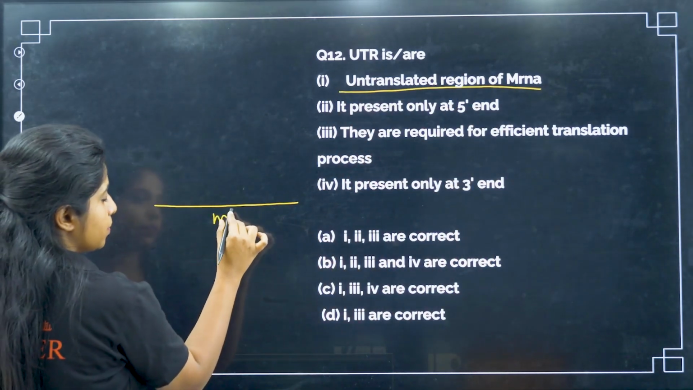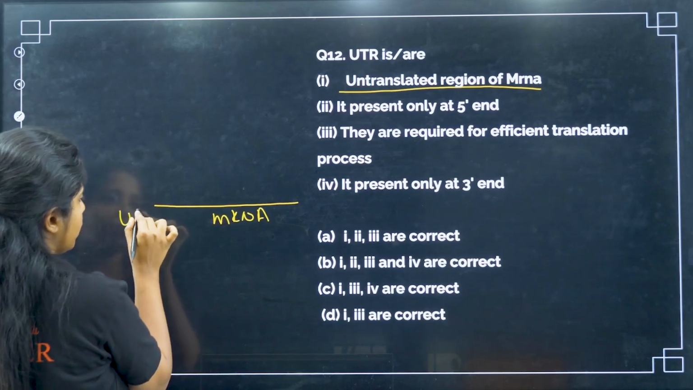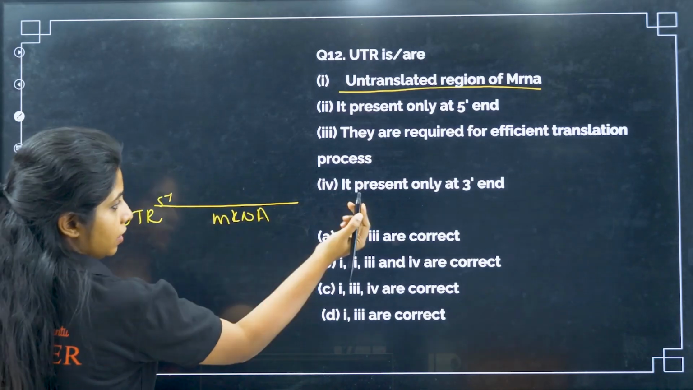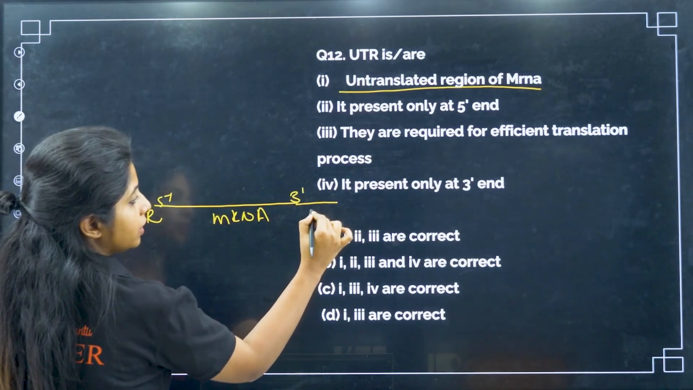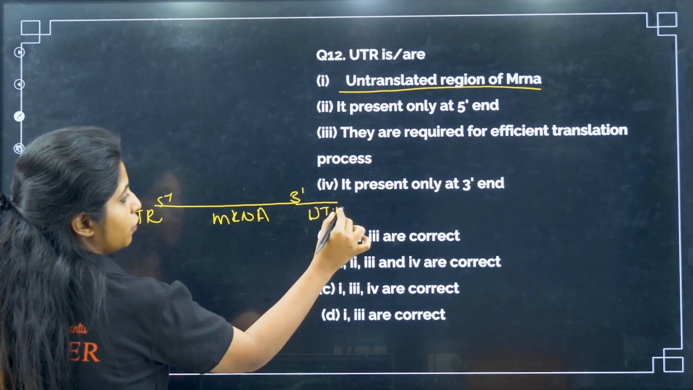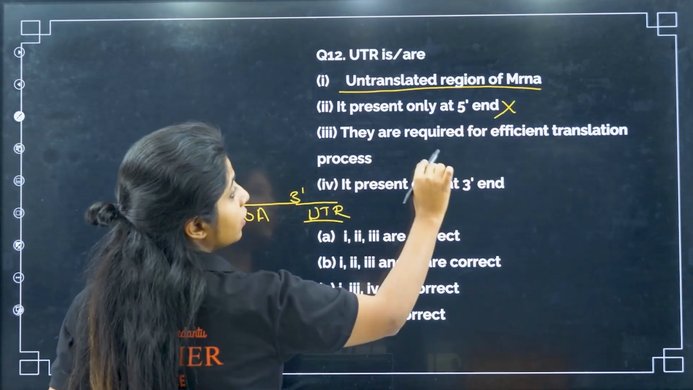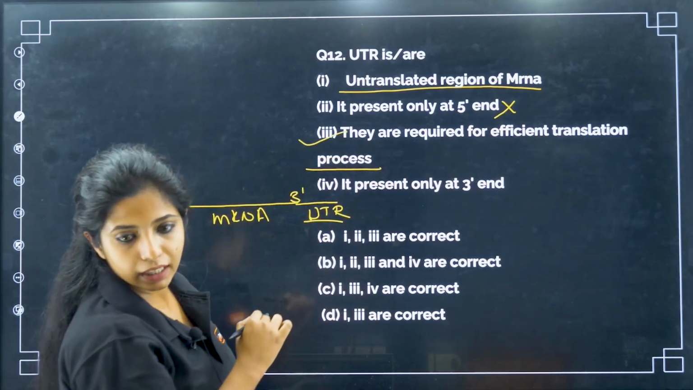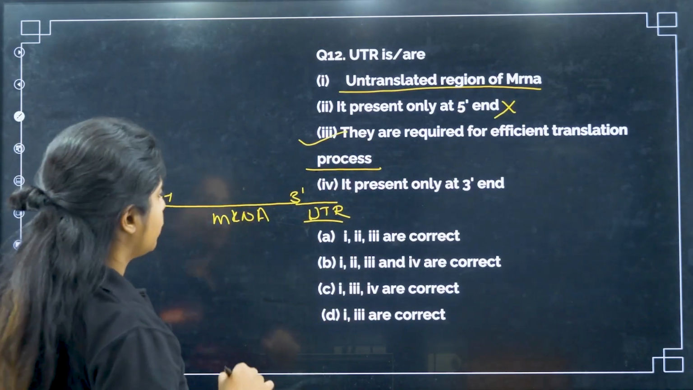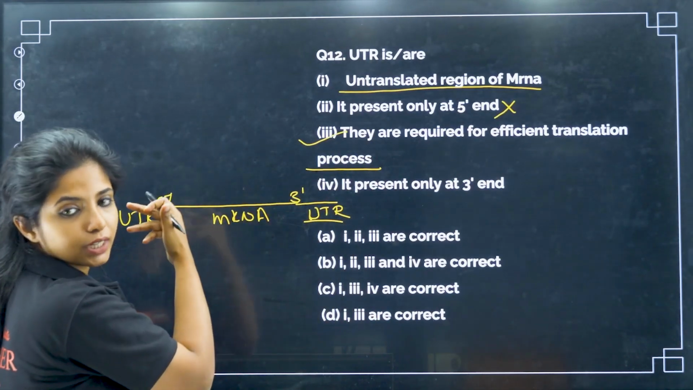So this is the mRNA, suppose. There will be untranslated region over here, the 5' end, and also after the 3' end. So both the areas you will be finding these untranslated regions. So "it is present only" would be wrong. They are required for efficient translation process. Yes, my dear children, they are definitely required for efficient translation process. They help in initiating and doing the other stuff.